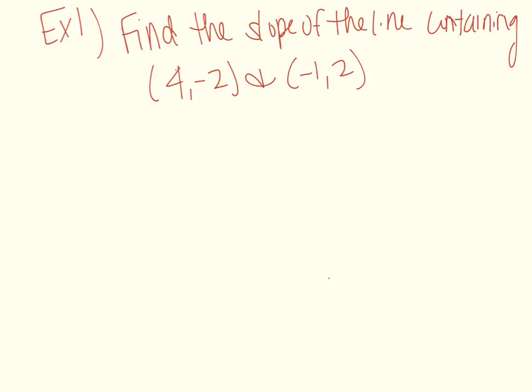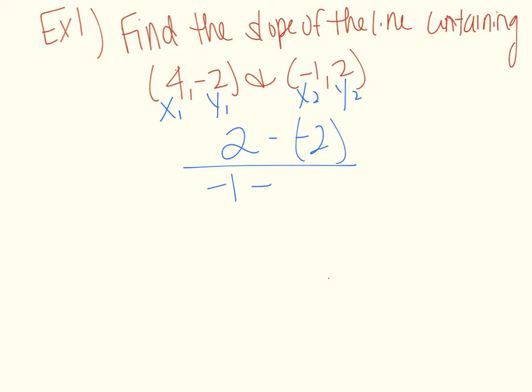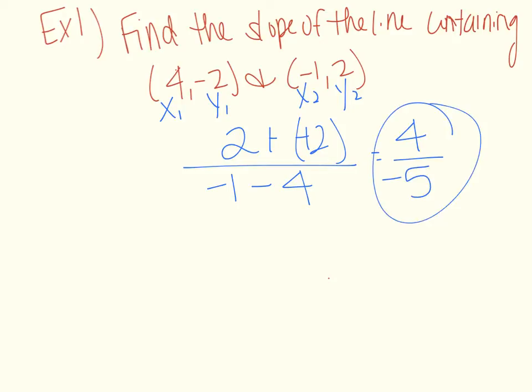But of course, it's not required. It's just something that you can use. So what we're going to do is subtract the y's and put those on top, and then subtract the x's and put those in the bottom. I'm going to call this x1, this y1, this x2, and this y2. So on the top, y2 minus y1 over the bottom, x2 minus x1. 2 minus -2 becomes a positive, so that becomes 4. -1 minus 4 becomes -5. That is our slope.